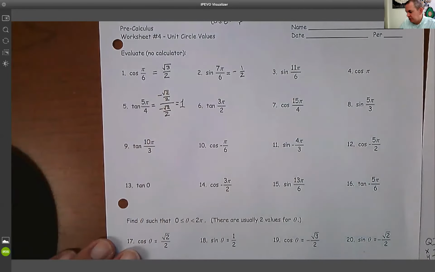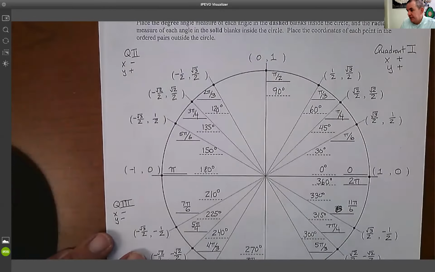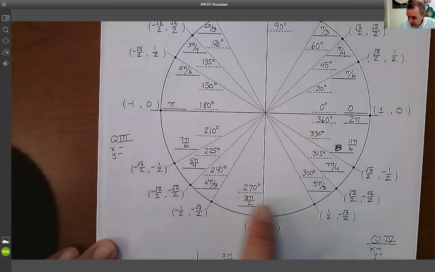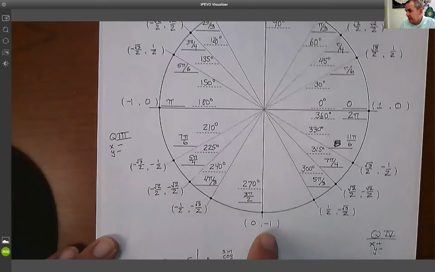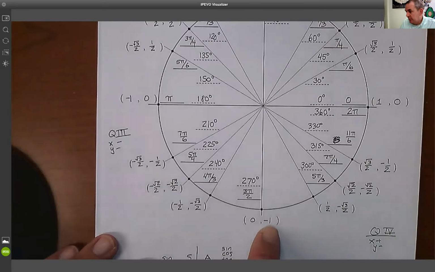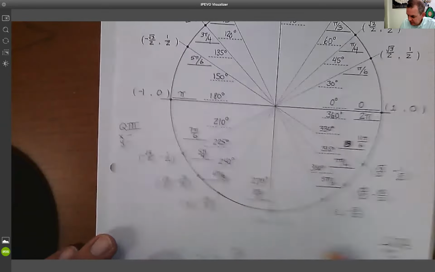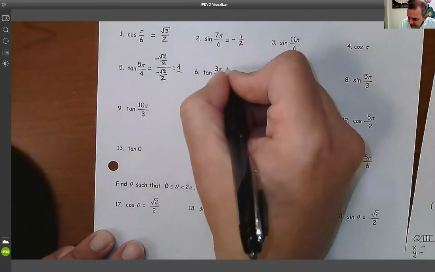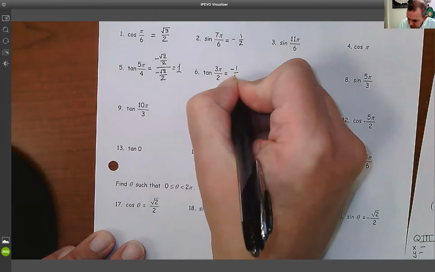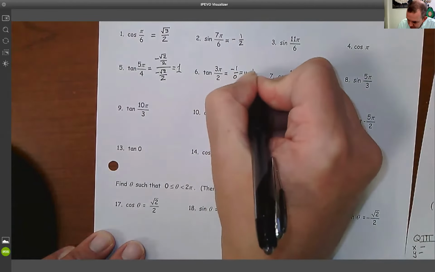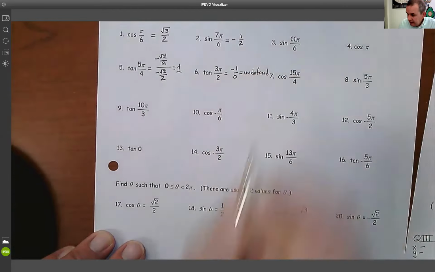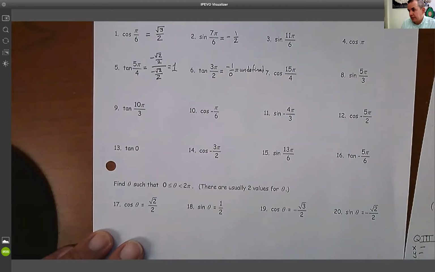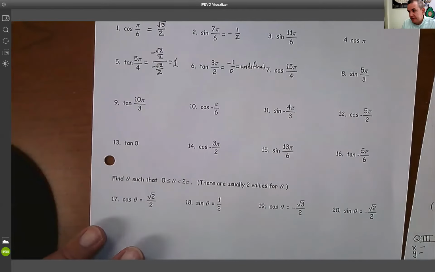So let's do another tangent just to see. Tangent 3 pi over 2. Again, remember, it is sine over cosine. In this case, we have a sine value of negative 1 for 3 pi over 2, and a cosine value of 0. So I've got negative 1 over 0, which tells me this one is undefined. So this is the way these are going to work. It's going to take a little bit of practice, but this is the general idea.